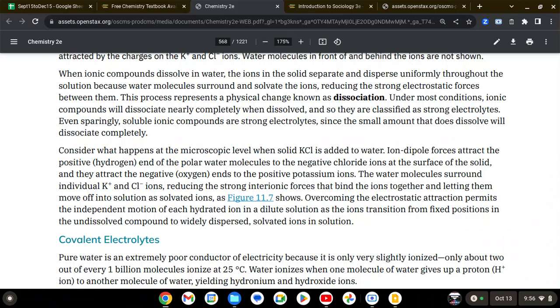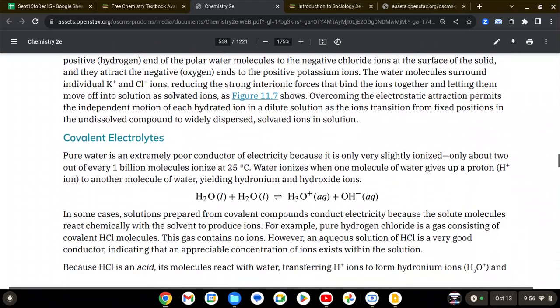Overcoming the electrostatic attraction permits the independent motion of each hydrated ion in a dilute solution, as the ions transition from fixed positions in the undissolved compound to widely dispersed solvated ions in solution.